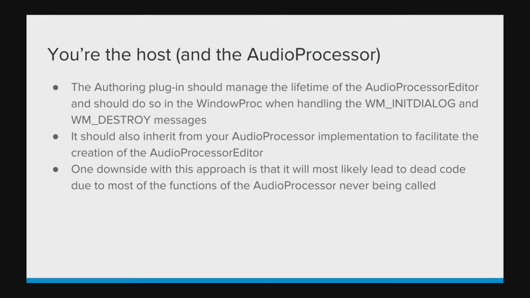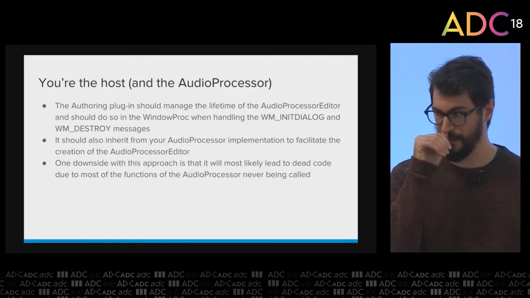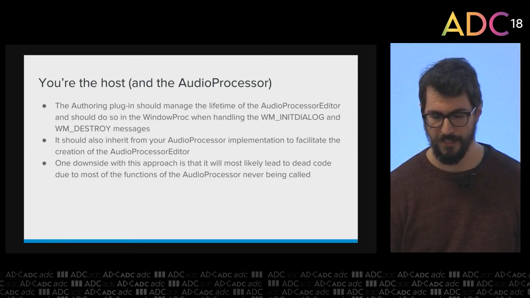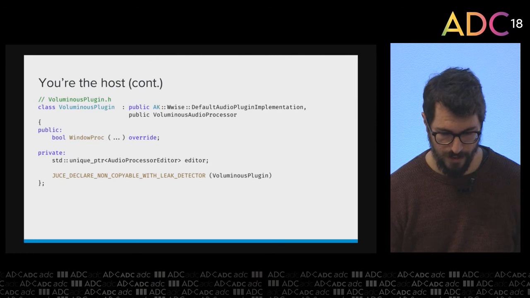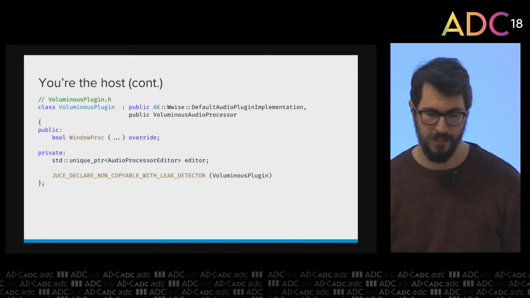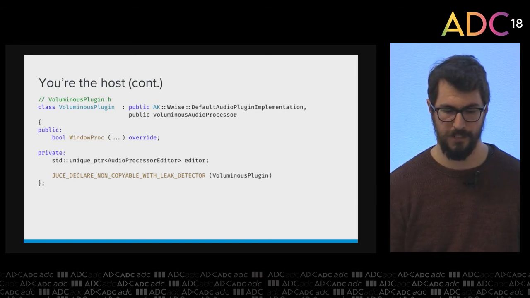Basically, the audio processor editor class in JUCE can be reused almost as is. And the way you would do that is use multiple inheritance so that your authoring plugin actually extends our default implementation of a Wwise plugin, but is also an audio processor editor. And then you would have to do a bit of fiddling so that you actually initialize and deinitialize the UI at the proper places. So if I look at the header file, basically just extend your audio processor. The exact same, you don't have to modify it. Basically keep it the same as it already is.